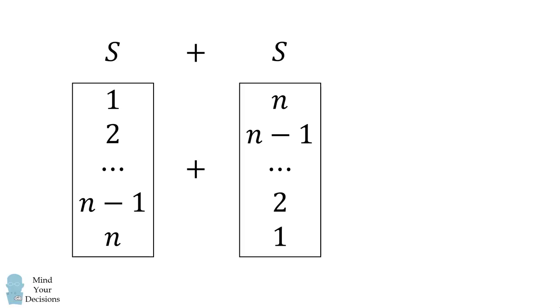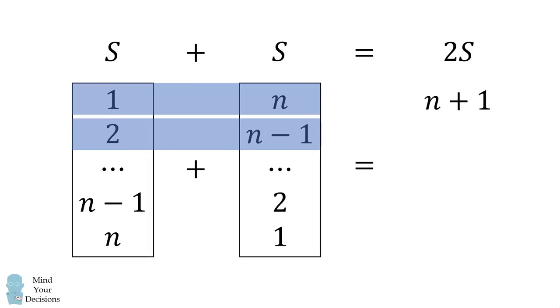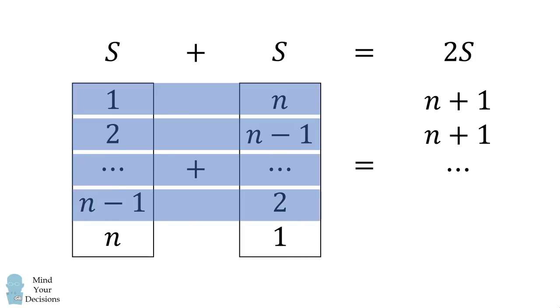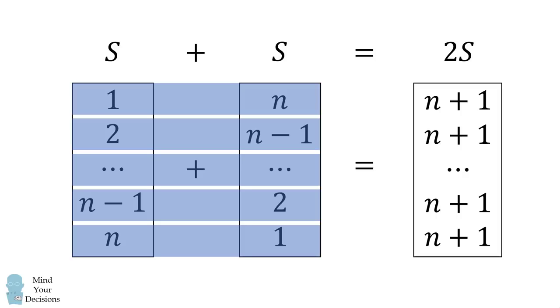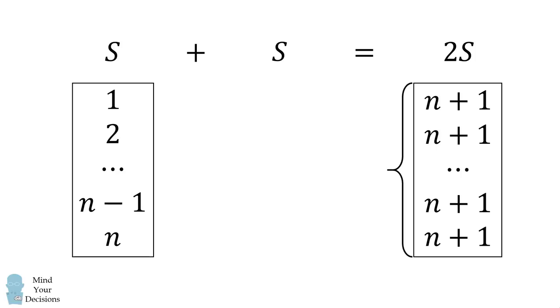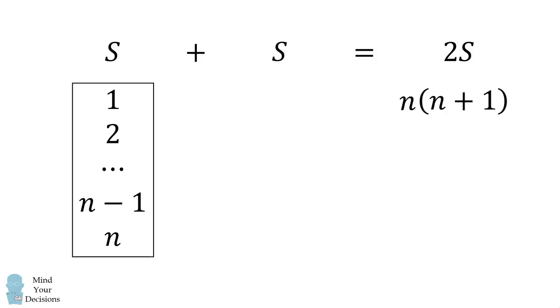Now let's see what happens when we sum S and S together. S plus S is equal to 2S. We can now add up row by row. The first row will be equal to n plus 1, the second row will be equal to n plus 1, and this pattern will continue, where every single row will be equal to n plus 1. Therefore, 2S will be the sum of these numbers in this column. There are exactly n rows that are equal to n plus 1. Therefore, 2S is equal to n multiplied by n plus 1.